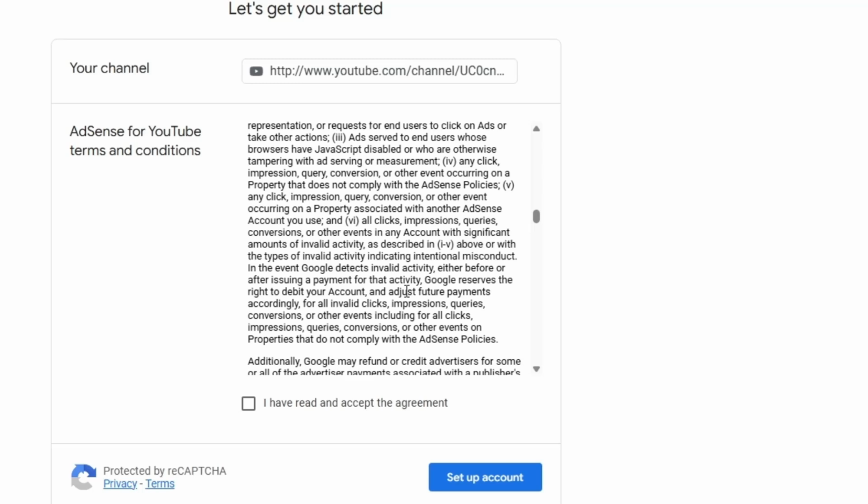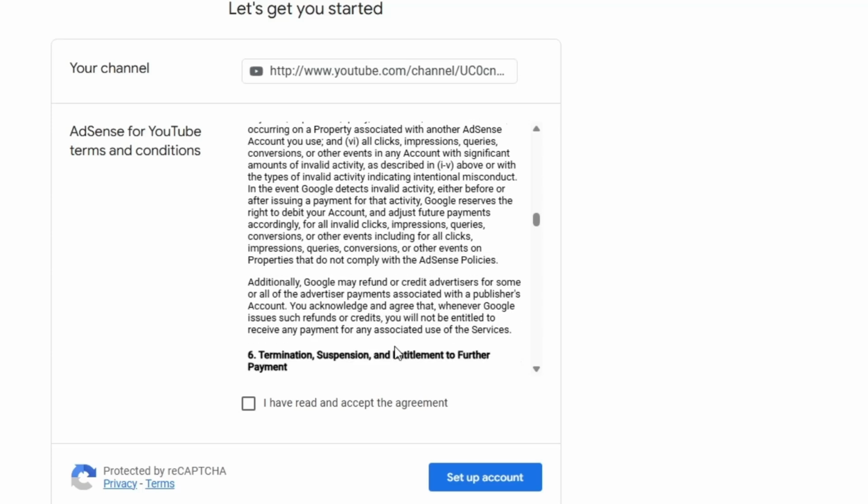In the event Google detects invalid activity, either before or after issuing a payment for that activity, Google reserves the right to debit your account and adjust future payments accordingly for all invalid clicks, impressions, queries, conversions, or other events, including for all clicks, impressions, queries, conversions, or other events on properties that do not comply with the AdSense policies. Additionally, Google may refund or credit advertisers for some or all of the advertiser payments associated with a publisher's account. You acknowledge and agree that whenever Google issues such refunds or credits, you will not be entitled to receive any payment for any associated use of the services.